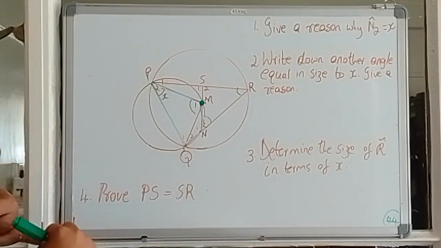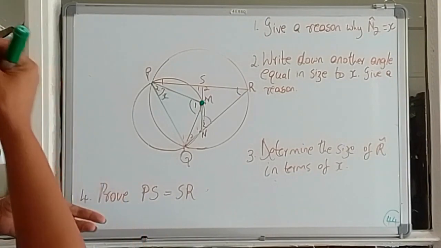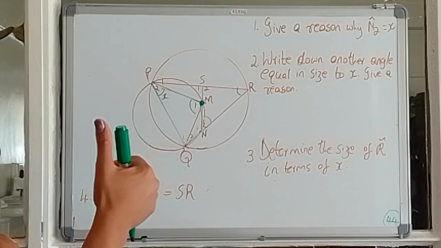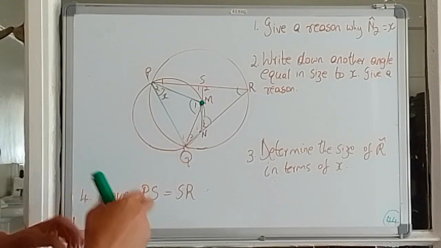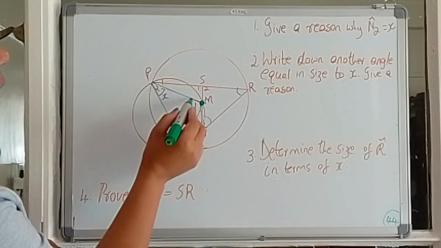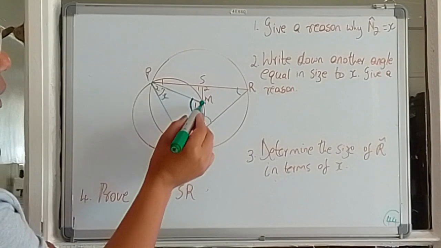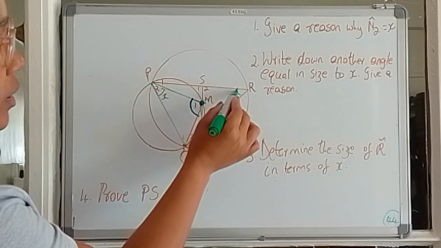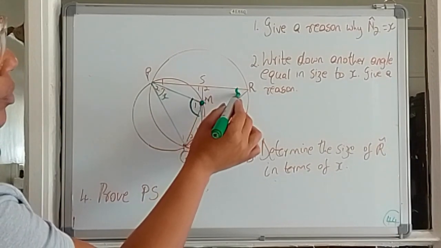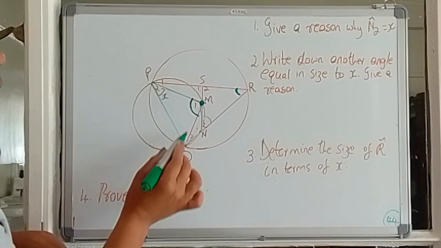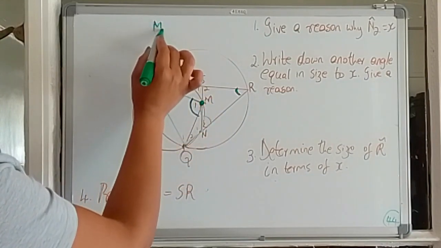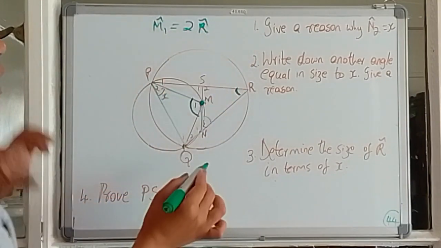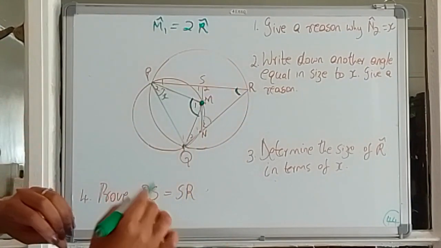First, we know a theorem that says an angle at the center of the circle is twice the angle at the circumference of the circle, provided that they are both subtended by the same chord. Do we have such a case here? Yes. M1 is the center of the bigger circle, and it's subtended by PQ. R is an angle at the circumference of the bigger circle, also subtended by PQ. So M1 is 2 times R. The reason is angle at center is twice angle at the circumference.